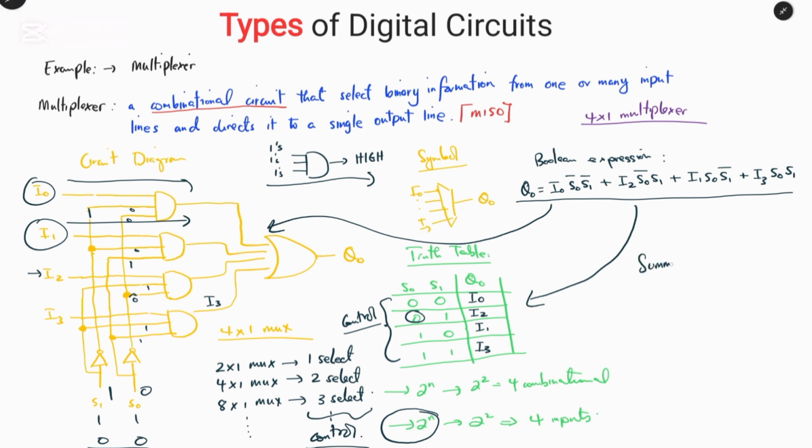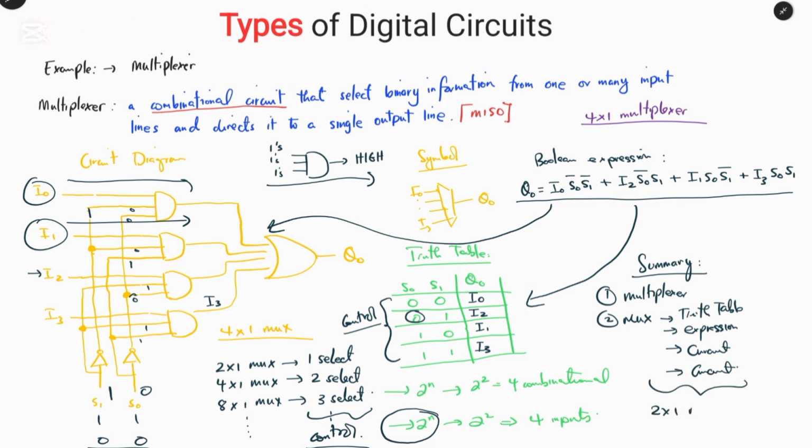Therefore, to summarize what we have discussed, by now you should know the definition of a multiplexer, and you should be able to represent the multiplexer in terms of the truth table, the Boolean expression, the circuit diagram, and the circuit symbol. So what we looked at previously are the 2 by 1 mux and the 4 by 1 mux, and we related all of them to the definition of the multiplexer, truth table, Boolean expression, the circuit diagram, and the symbol.